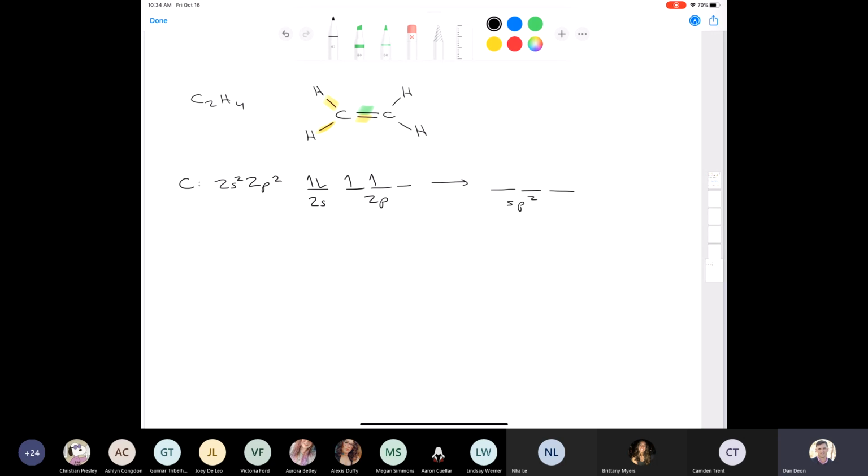Then I can put 1, 2, 3 electrons in there, and these are the electrons that are used to make the sigma bonds. Okay, I still have an orbital left over, and it's an unhybridized 2p orbital. That's the one that's used to make the pi bond.